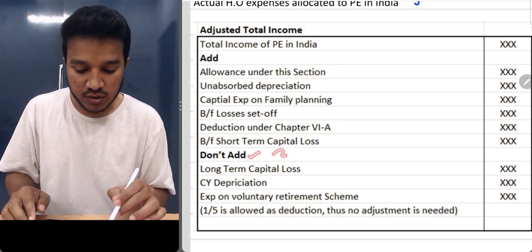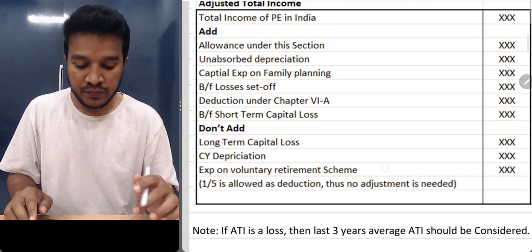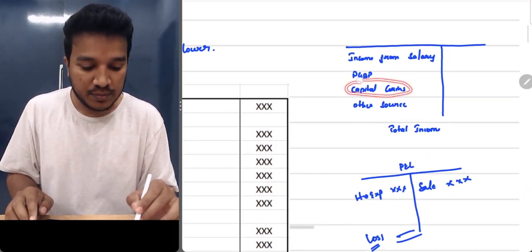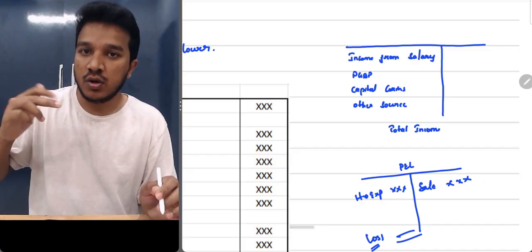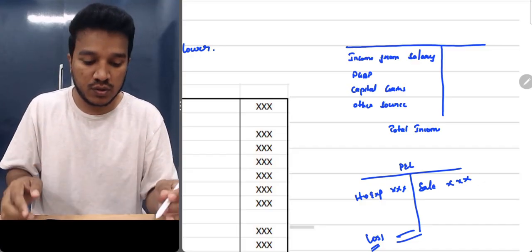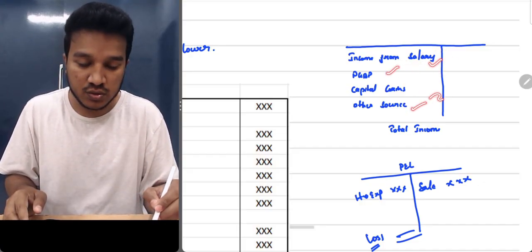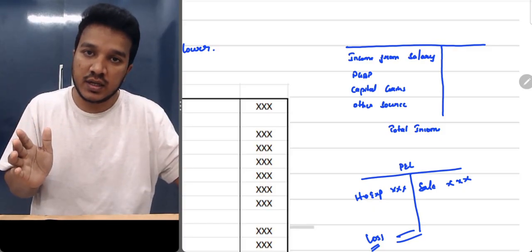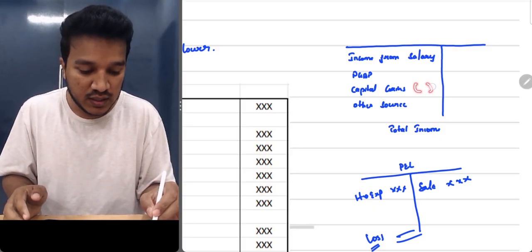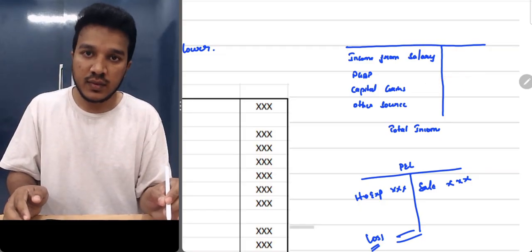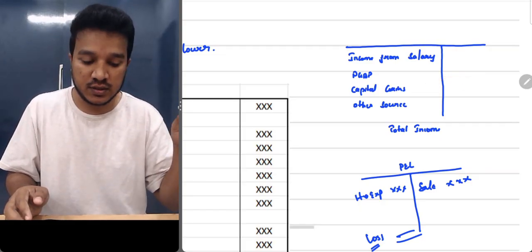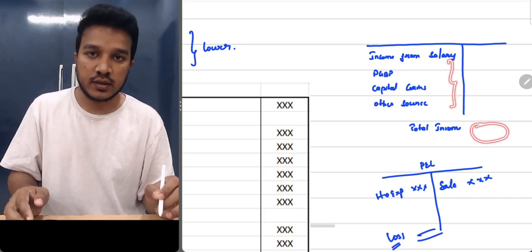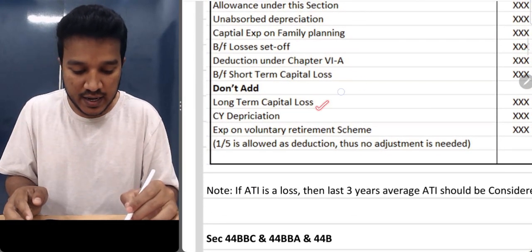Now there are certain items that you do not add back, like long-term capital loss. Understand, long-term capital loss comes under your capital gains, correct? Whenever there is a long-term capital loss, with whom will you set it off? You will not set it off with PGBP, salary or other sources, because capital loss is untouchable. You have to set it off with long-term capital gains only. If there is a loss here, that will be carried forward to a future year and set off with long-term capital gains. So even if they have considered it above, that will not affect your total income, and that's the reason you are not adding it back.